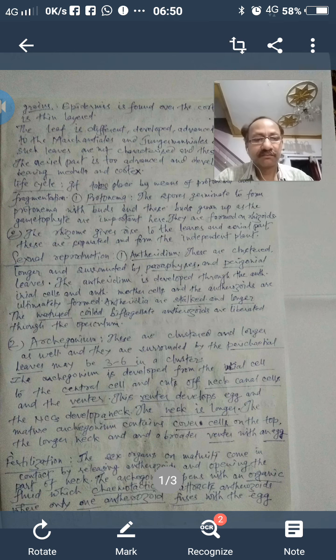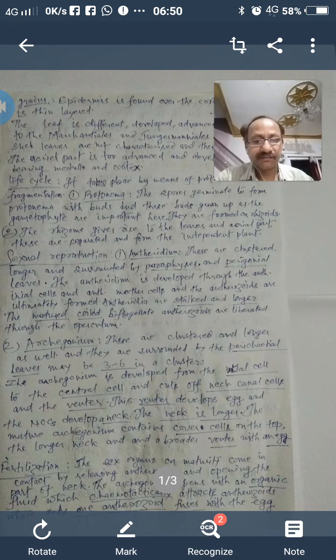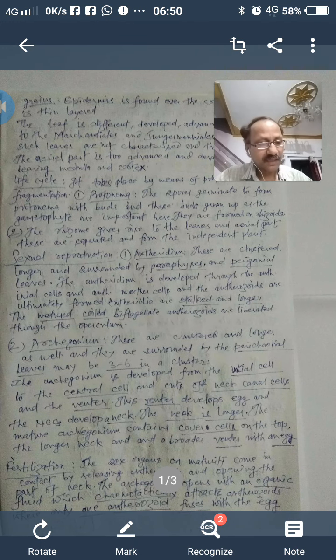So see, on maturity of the antheridium and archegonium, the process of fertilization is going to take place. Fertilization. The sex organs on maturity come in contact by releasing antherozoids and opening the part of the neck. The antherozoids are coming out of the antheridium. They swim in water and they are ready to fertilize the egg.